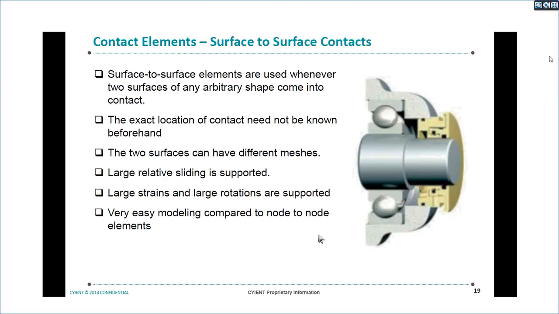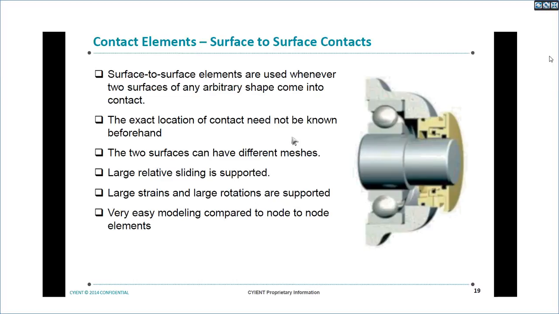And coming to surface to surface, it is very widely used in stress analysis. The important thing is it is very user friendly. We can take any arbitrary shapes. For example, if you see here, this is a ball bearing, with very complicated shapes involved. Here, if you want to go for node to node, it is very tough. So we can take approximate surfaces and create a contact pair. Here, the exact location of contact need not be known.